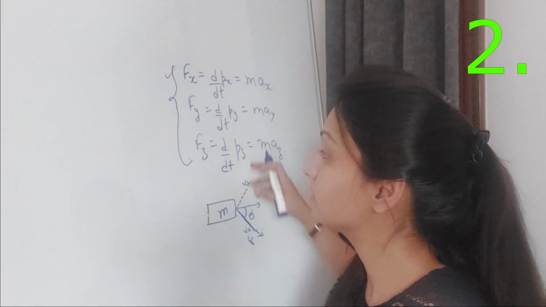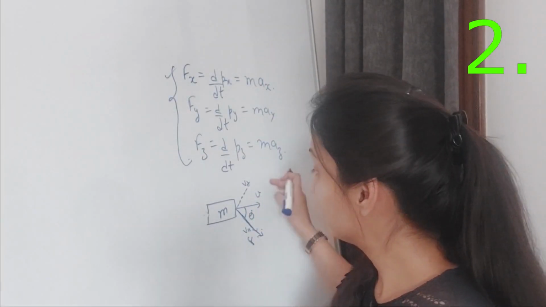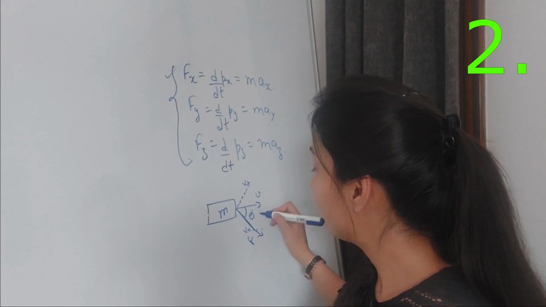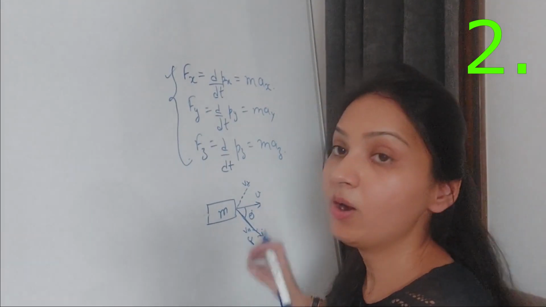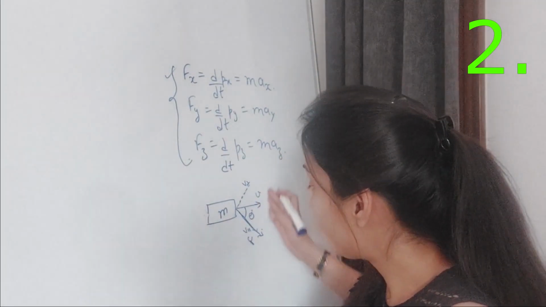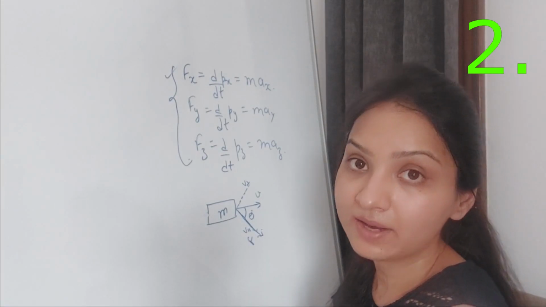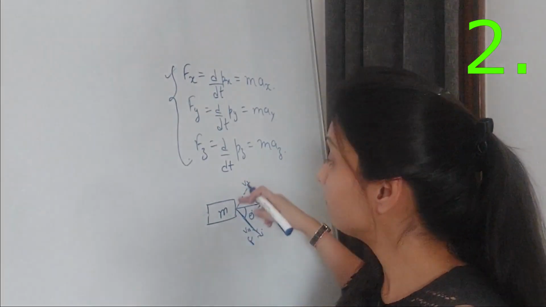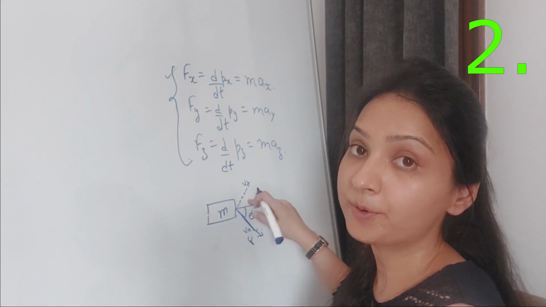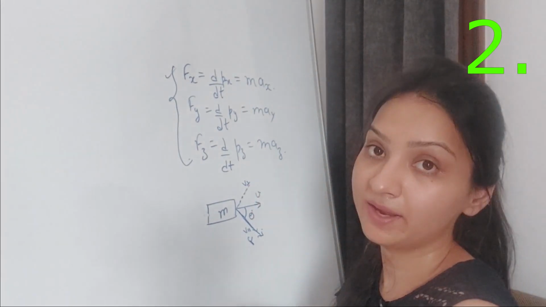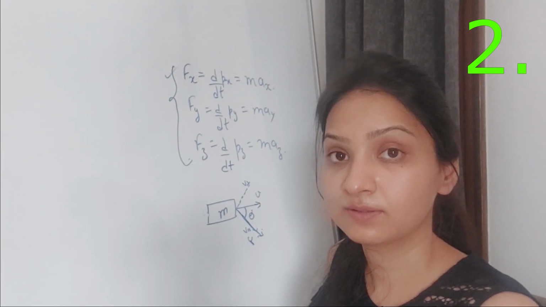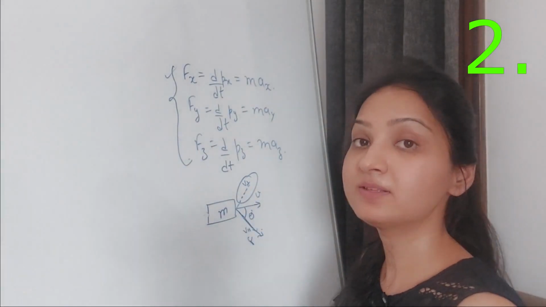So these equations will only consider the component of the velocity vector which is along the direction of the force, which is parallel to the force applied, and the component of the velocity which is normal or perpendicular to the force applied remains unchanged. This component remains unchanged.